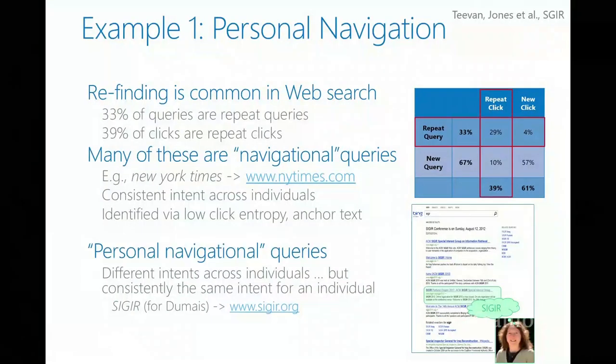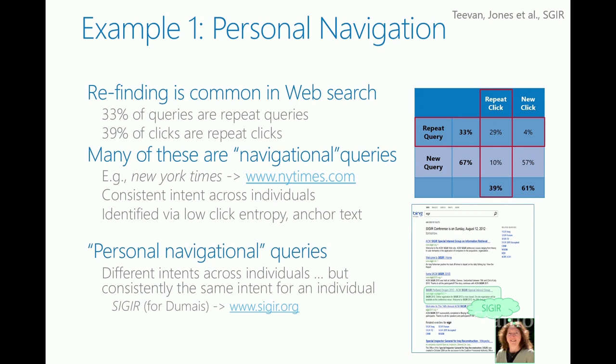These kinds of navigational queries can be identified in lots of ways. They have a pretty consistent click behavior. And they also have anchor text. Do folks know what anchor text is? It's links that point into a page. There is very little variability in how people address what they're pointing to for navigational queries. So for New York Times, it might be New York Times or NY Times. Much less variability than what you see in web page content.